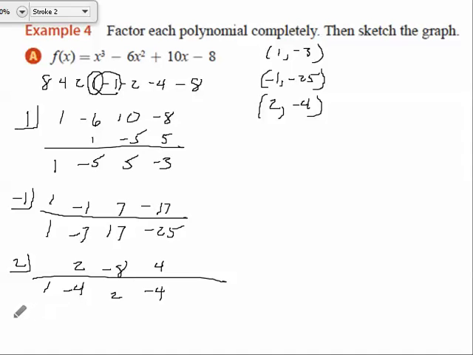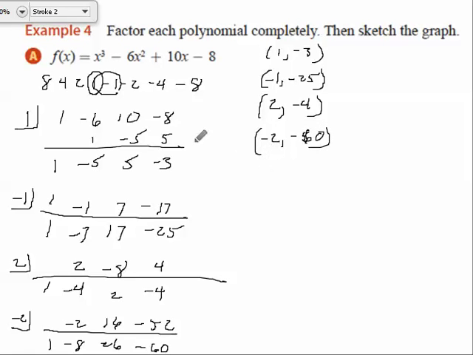Let's try -2. Bring the 1 down. 1 times -2 is -2. That's a -8. That gives me a 16. And 10 gives me a 26. Times -2 is a -52. Minus 8 is a -60. Wow, that one's going out of bounds. I don't think I'm going to get a root going that direction at all. So I'm going to stop going in the negative numbers and keep going in the positive numbers. I'm going to try 4.